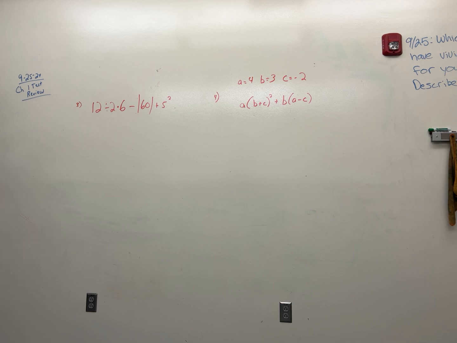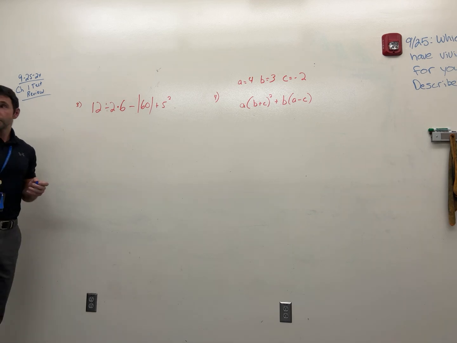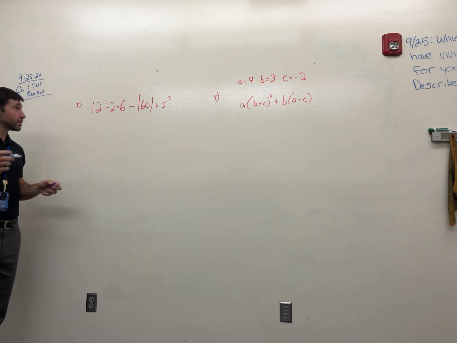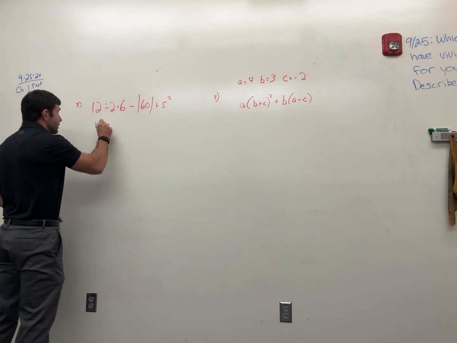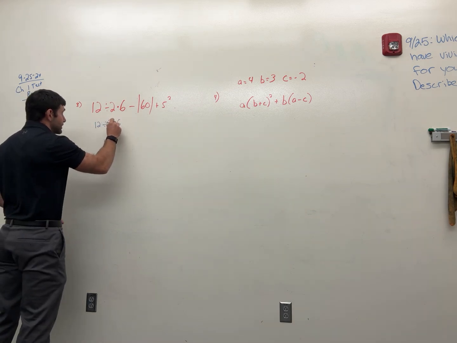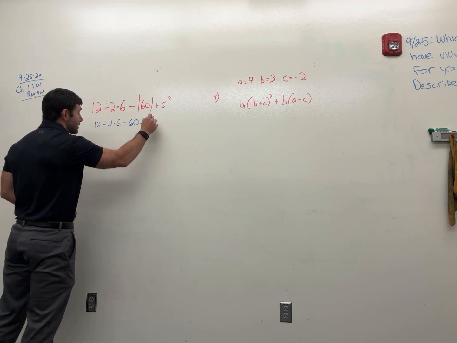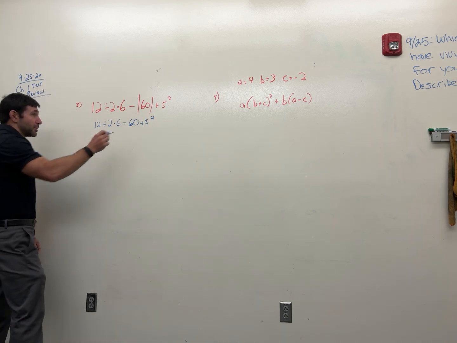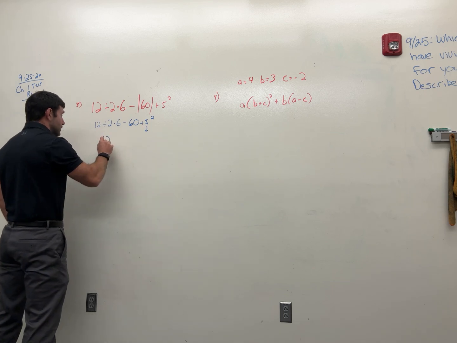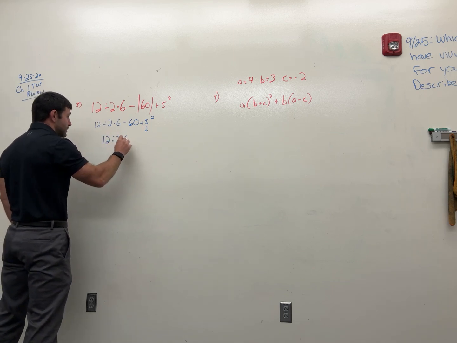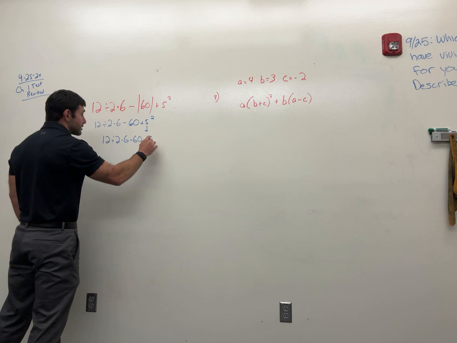Okay, grouping symbols first. So I rewrite 12 divided by 2 multiplied by 6 minus the absolute value of 60 is 60 plus 5 squared. Exponents next. 12 divided by 2 times 6 minus 60 plus 25.